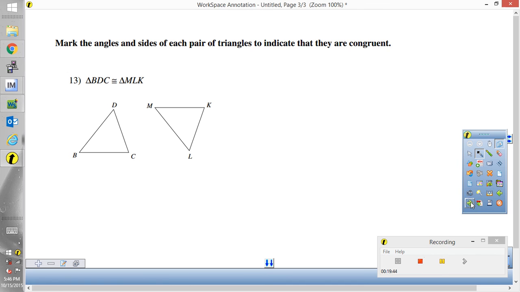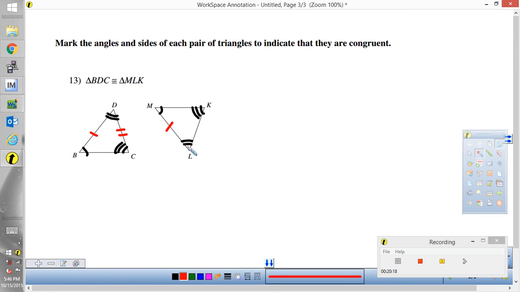Okay, next we have mark the angles and sides of each pair to indicate that they are congruent. So B is congruent to M, D is congruent to L, and C is congruent to K. Then we need to put our tick marks. I usually start from 1 to 2, which gets 1 tick mark. 2 to 3 is going to get 2 tick marks. And then 1 to 3 is all that's left, so 1 to 3 gets 3 tick marks. That's all you have to do to complete this worksheet.